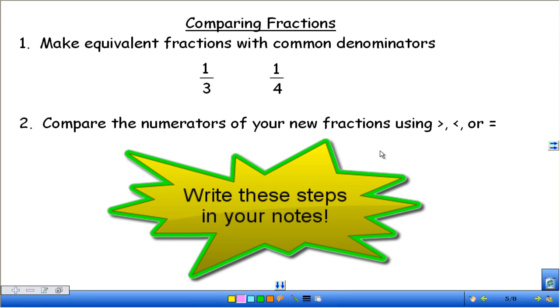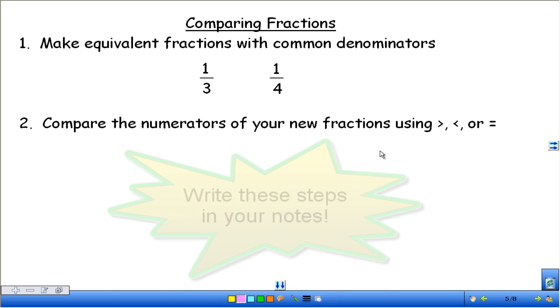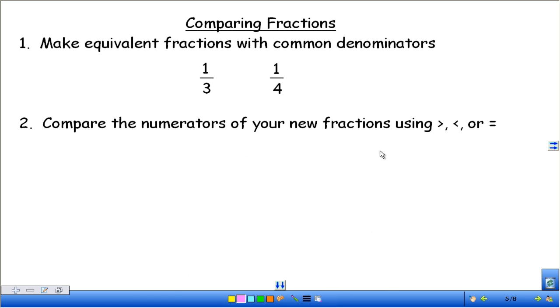Now I'm going to show you guys how we can compare fractions without modeling fractions. In your notes, there are two steps. The first step for comparing fractions is to make equivalent fractions with common denominators.